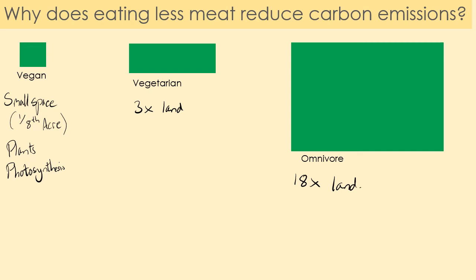The reason for this is because of all the livestock. All of that livestock will be respiring and producing carbon dioxide. If they eat beef, so cattle, they produce a lot of methane. Methane is a very, very bad greenhouse gas that contributes massively to global warming.